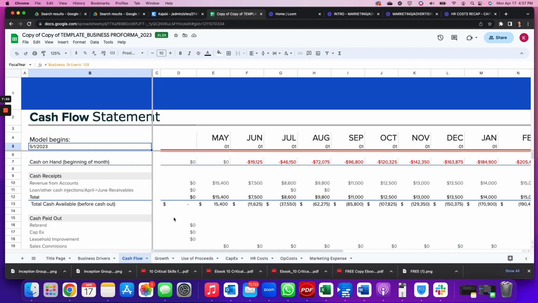So let's see what it did to our cash flow. Okay, so we're still in the red, but as you can see, we're falling less and less behind now. So we're still losing money, but we're losing less money, obviously.